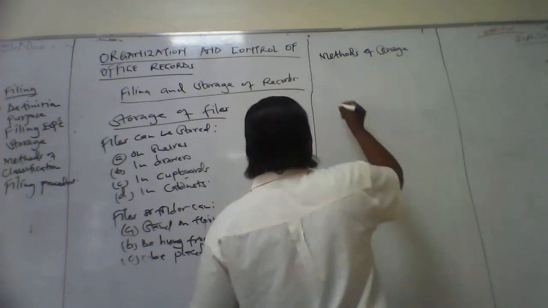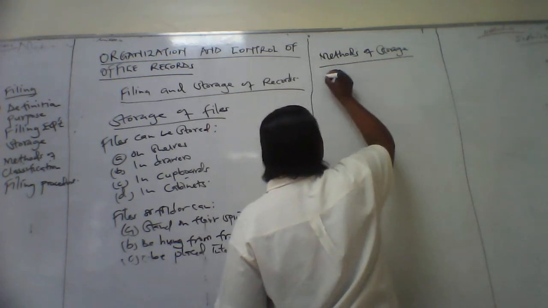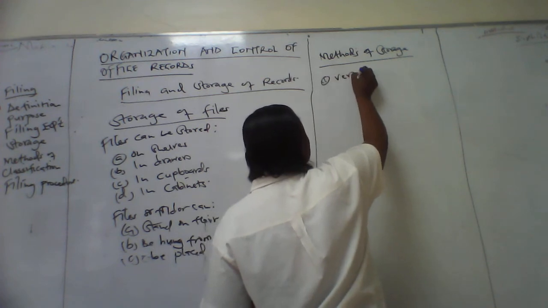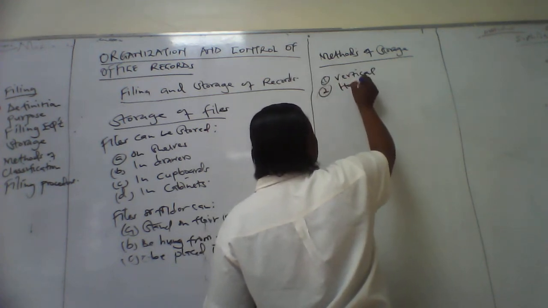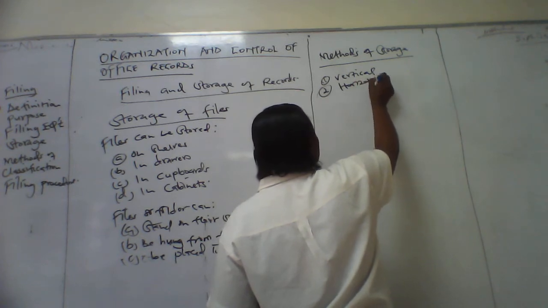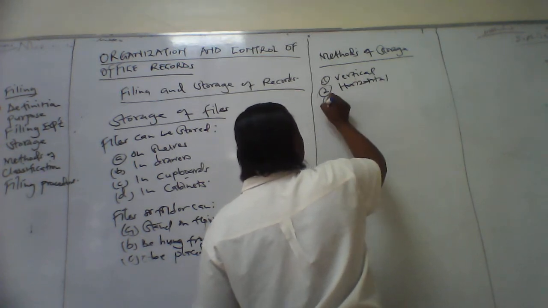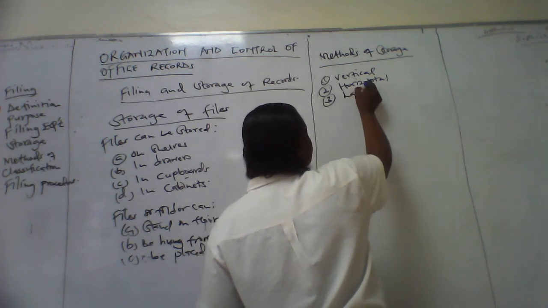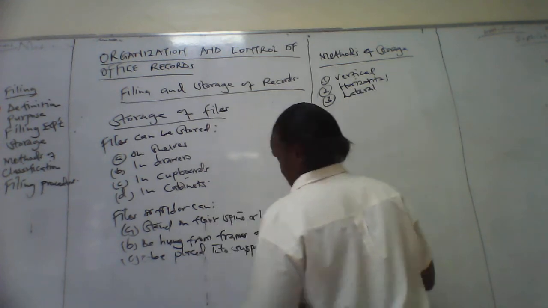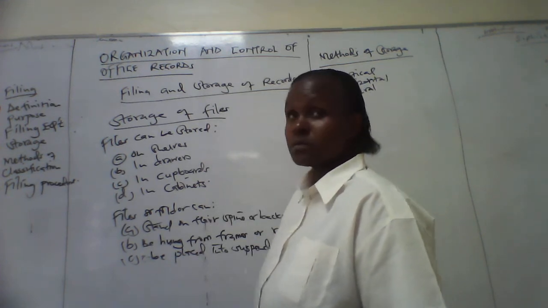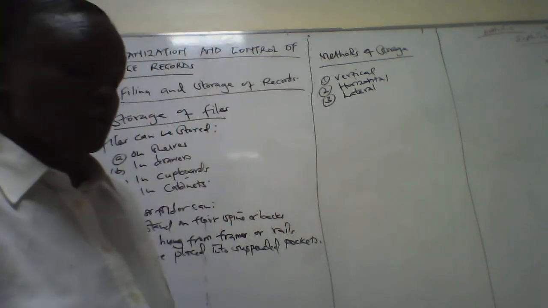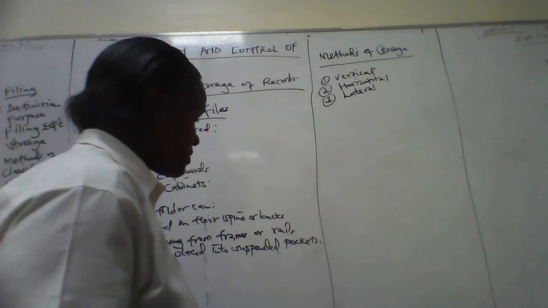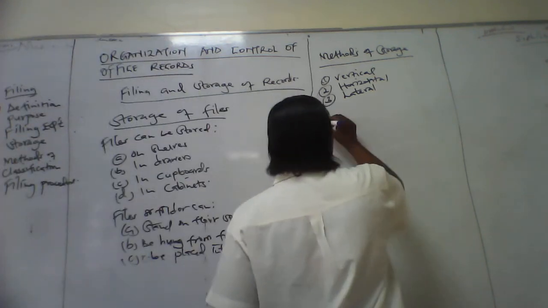So we have vertical. We have horizontal. Also we have lateral. Those are the main methods which are being used in most organizations to store the files. I start with the vertical filing.